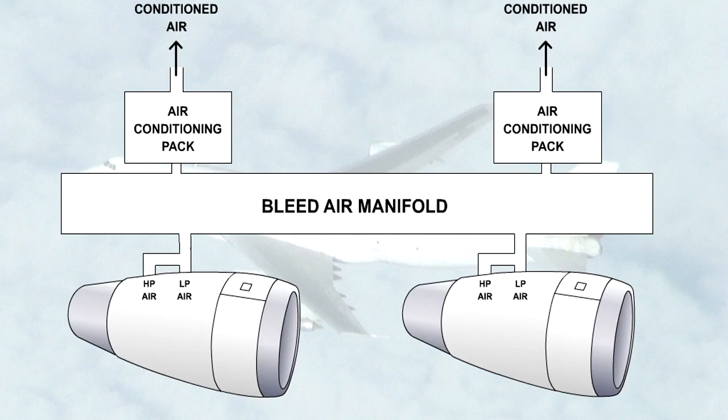The charge air for a modern airliner's air conditioning system is supplied from the engine's compressors. Normally the low-pressure compressor, but in some circumstances the high-pressure compressor may be used. On the ground prior to engine start, air may be supplied by an auxiliary power unit. The temperature and the pressure of the air are controlled by the air conditioning system.